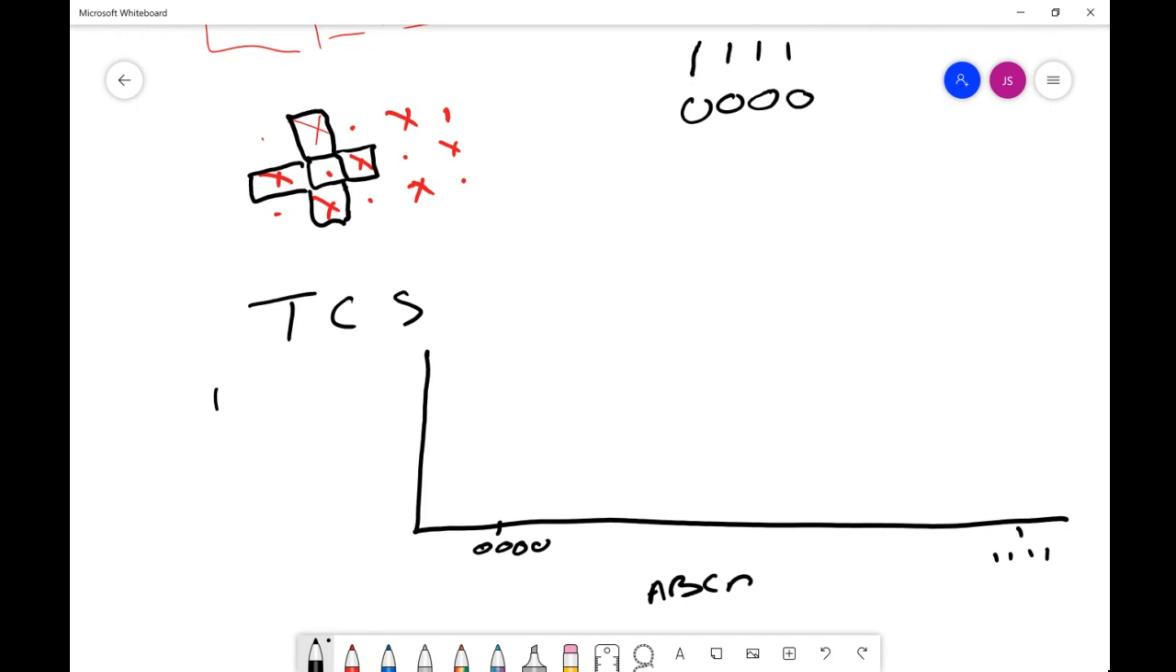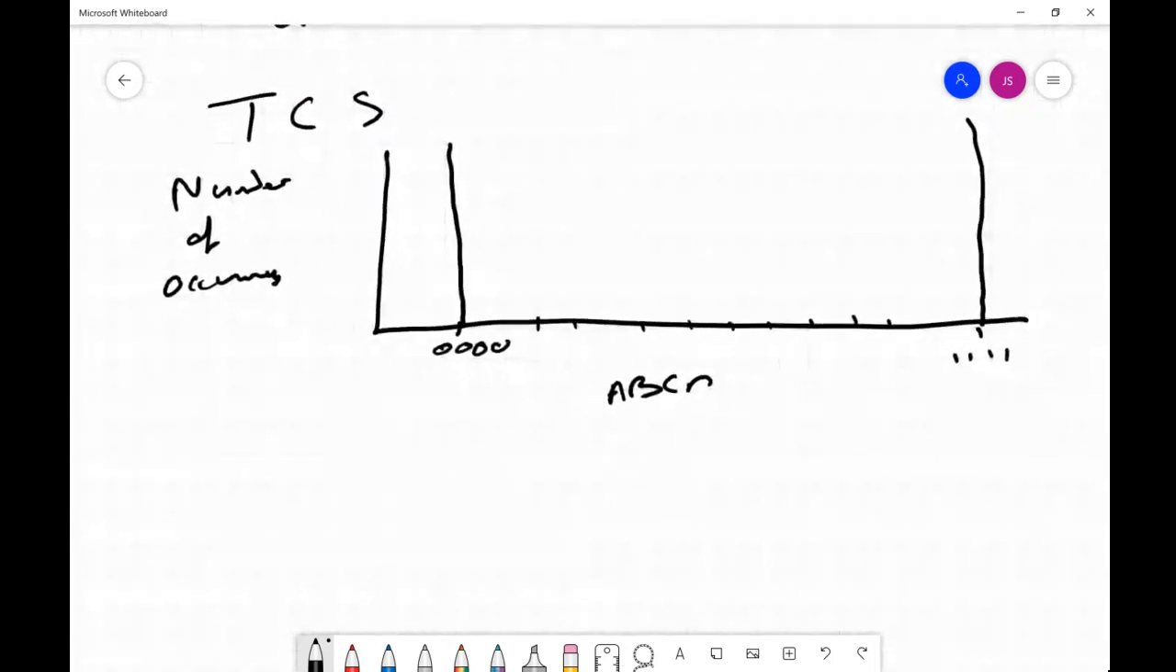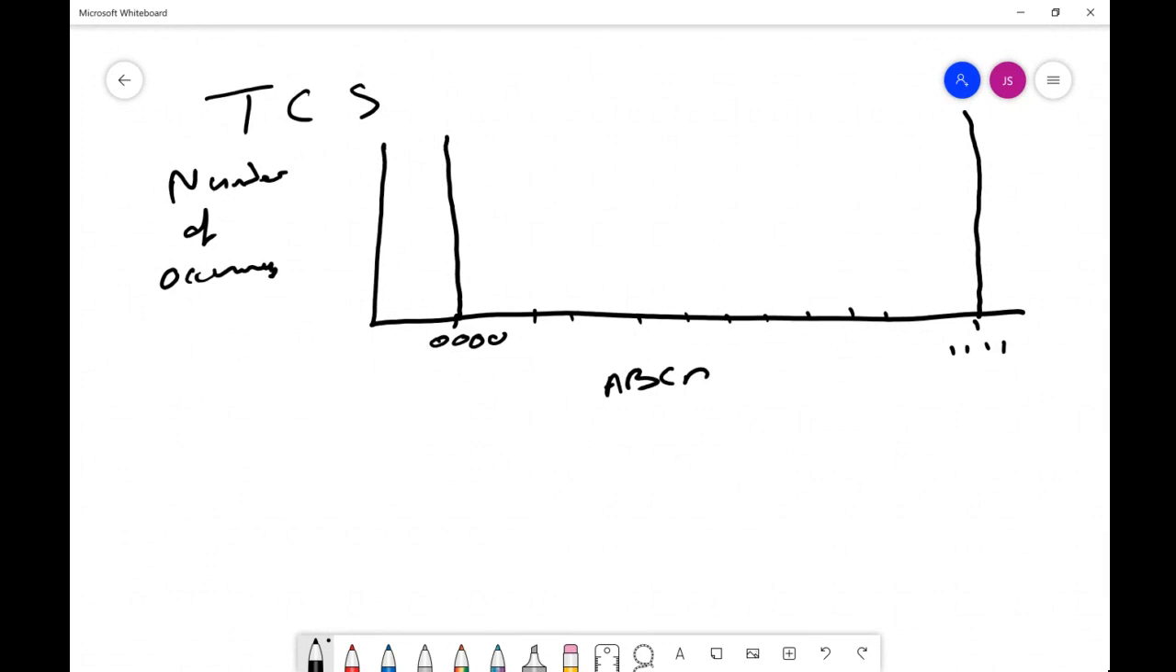Okay, and the vertical is the number of occurrences. And so for 0, 0, 0, 0, we're going to get a pretty large number. I don't think you'll get any other occurrences except for 1, 1, 1, 1. So there is the histogram, and we've got all the values in between. So that represents the information about the texture.